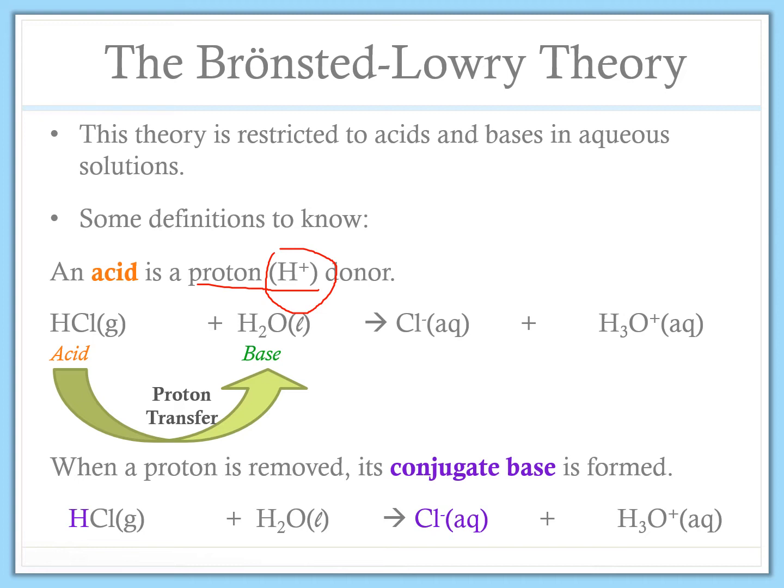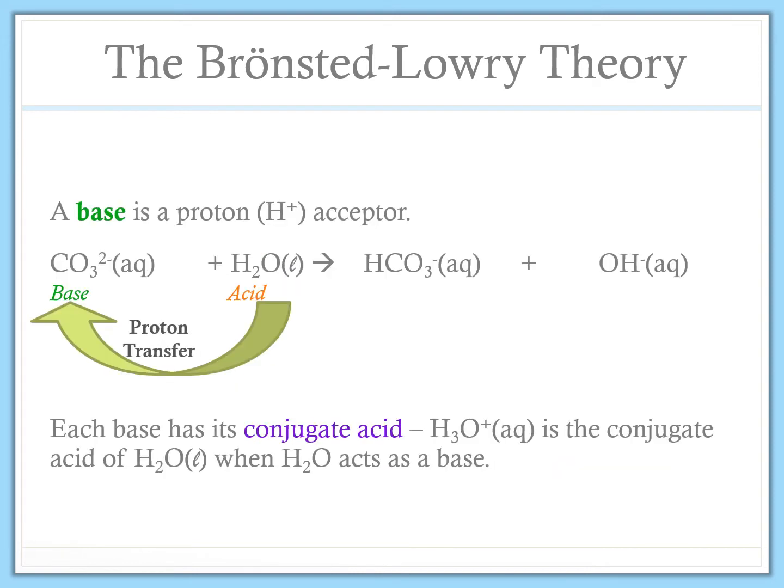So the proton goes from the acid to the base. And we have an equation that looks like this. HCl plus H2O reacts to produce Cl- and H3O+. This H3O+ is called hydronium. And a base is the opposite: when you've gained a proton that has been removed from an acid. So when you have an acid, you remove a proton from it, and the thing that you have left behind is called the conjugate base. So acids are paired with their conjugate base. Acid turns into its conjugate base. And the other way around is also true. Bases are proton acceptors, and each base has its conjugate acid.